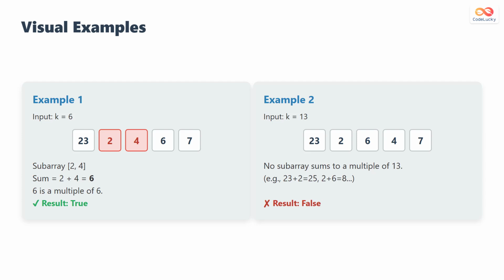Here is a concrete example. If k is 6 and our array has 23, 2, 4, 6, and 7, if we look at the subarray containing 2 and 4, their sum is 6. 6 is obviously a multiple of 6, so we return true. However, in the second example where k is 13, no matter which continuous slice you pick, none of them sum up to a multiple of 13, so we return false.